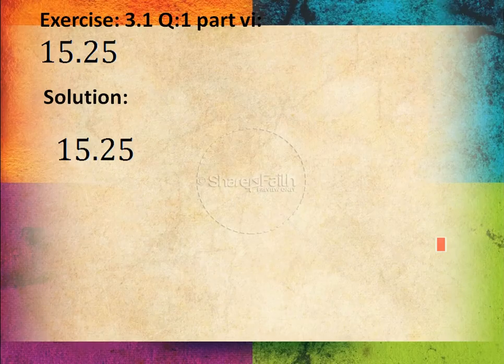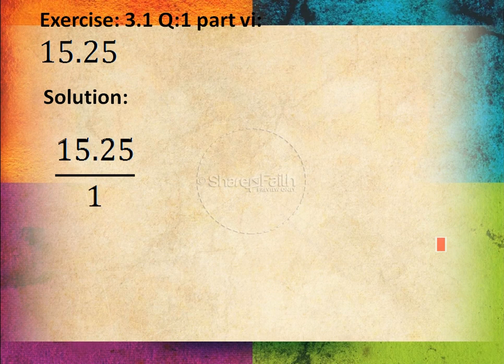Now let us solve a question from the exercise. I have taken exercise 3.1 question part 1 part 6 and the decimal number is 15.25. So what was the step? Write 1 below the decimal number. So I have written 1 below the decimal number.